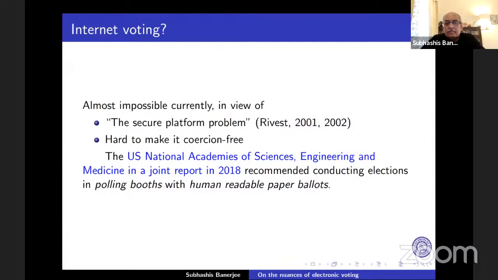And many of my computer scientist friends tell me that the last US elections got saved only because of this report and its recommendation, which was followed by most of the states in the United States of America.